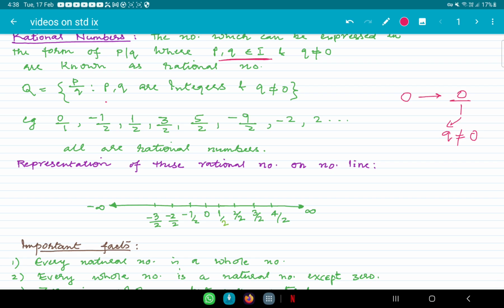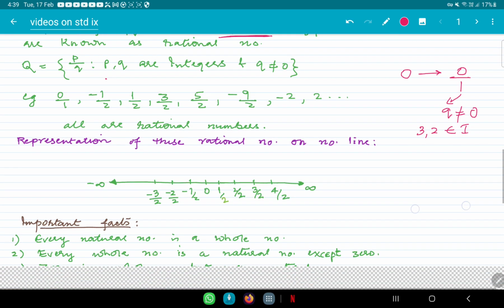Then -1/2, yes, because as we know -1 and 2 are both integers. 3/2, yes, because as we know 3 and 2 both belong to I. Clear? So they are all rational numbers.